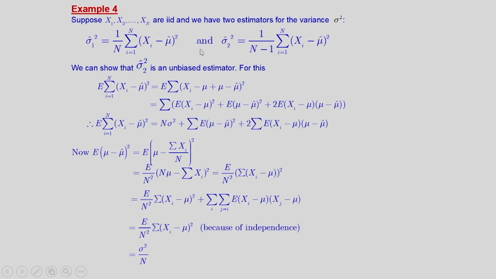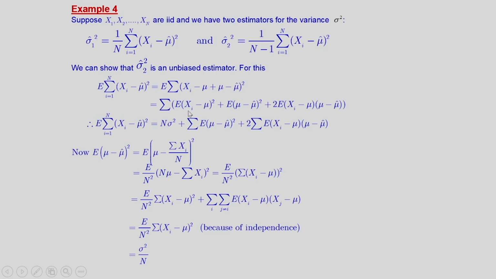We can show that this estimator sigma 2 hat square is an unbiased estimator, but sigma 1 hat square is not an unbiased estimator. For this, we will consider what is E of xi minus mu hat whole square. First we will determine E of xi minus mu hat whole square, i going from 1 to n, and we will write it in terms of mu. So that way, xi minus mu plus mu minus mu hat whole square. Now we can expand this quantity.